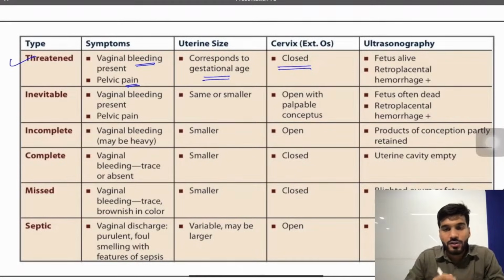Rest, in the open ones, suction and evacuation; in the closed ones, you have to go for dilatation and evacuation. For complete abortion, sir, we do nothing, just do USG in order to rule out RPOCs.